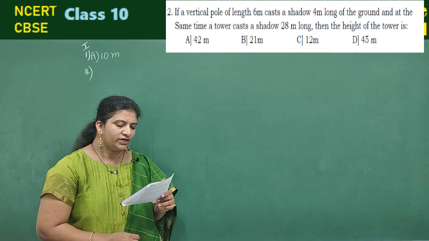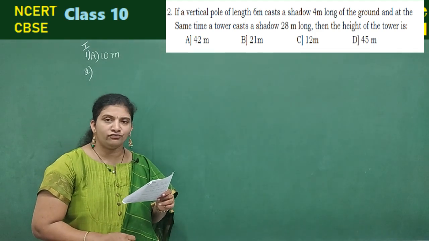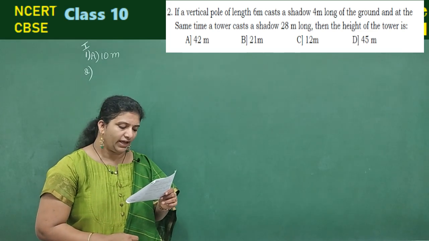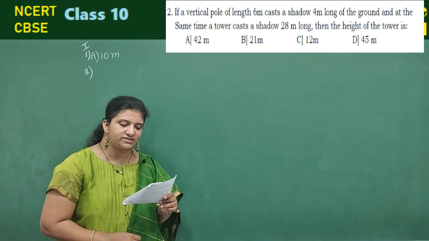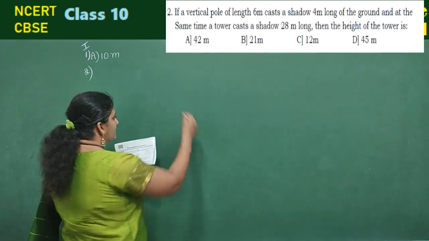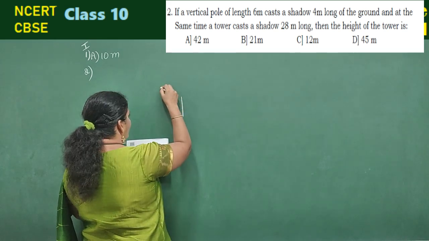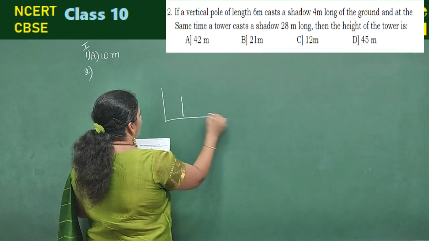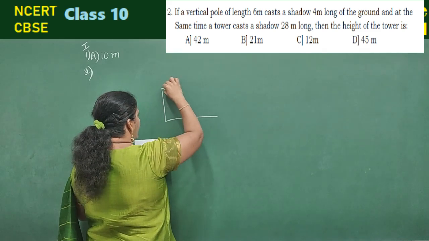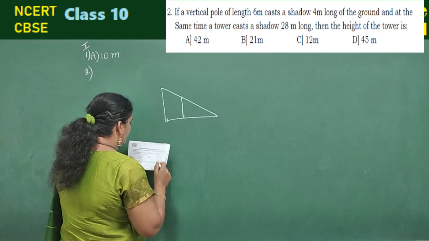Second one. If a vertical pole of length 6 meters casts a shadow 4 meters long on the ground and at the same time a tower casts a shadow 28 meters long, then the height of the tower is. Let's draw the figure here. A vertical pole and this is a building. These are the shadows. Okay, pole and building are perpendicular.